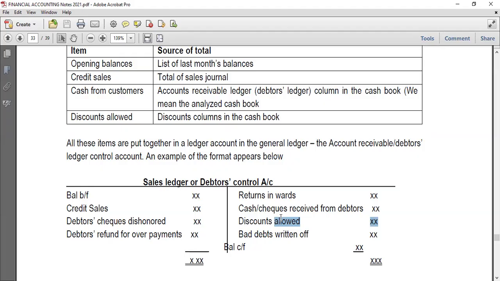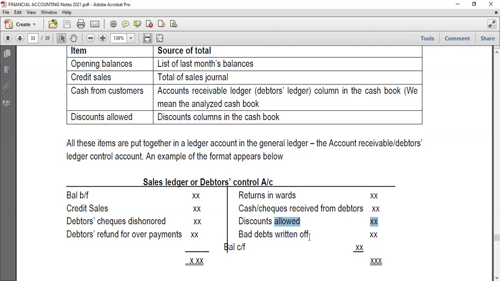Now, every time we allow discounts to our customers, let's say 10% of what they are supposed to pay, it means that the amount of money that they would have paid actually goes on to reduce, okay? And that is why we credit it, because it is reducing our amount that we are supposed to receive from these specific debtors, okay? So that is why that one is credited.